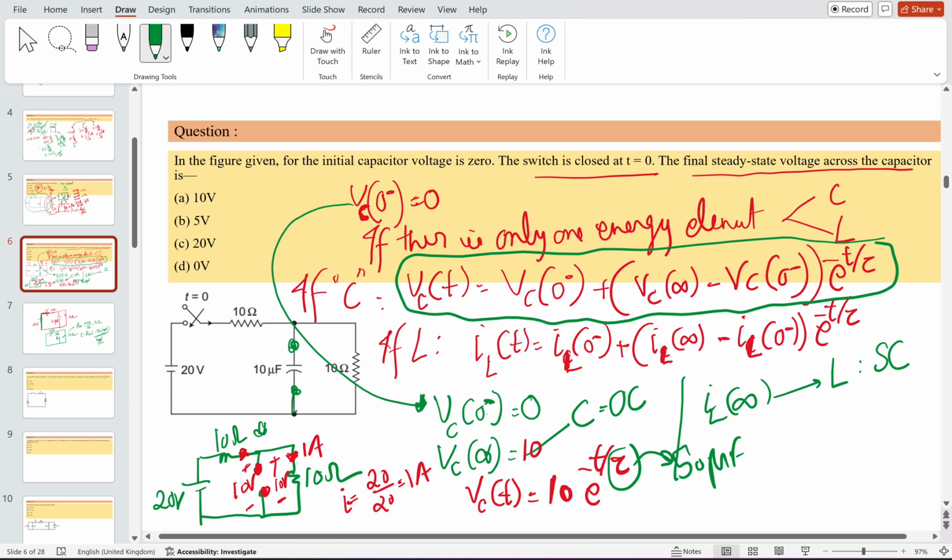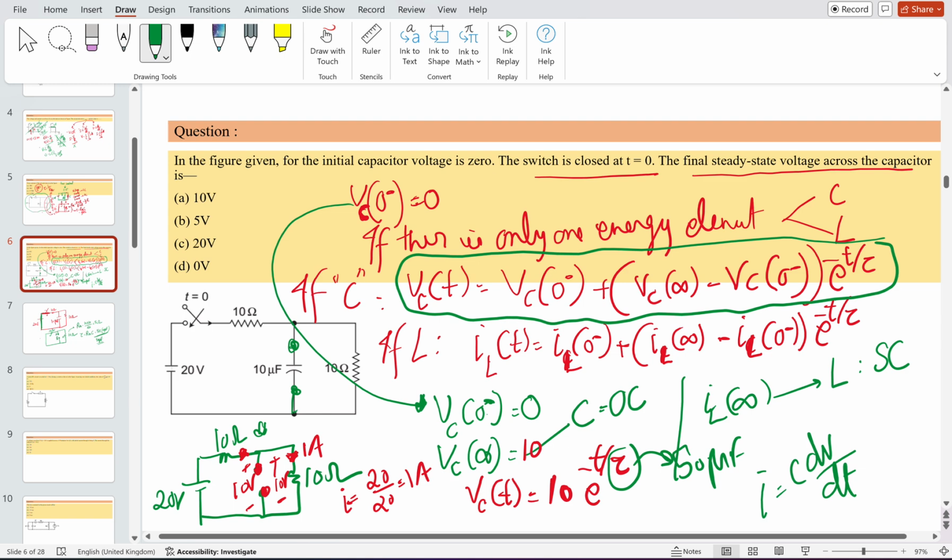Suppose it is asked that at t equal to 2 seconds, what is the value of the voltage across the capacitor? Just put the value of t equal to 2 in this equation. If it is asked what is the value of current, then differentiate, because I is equal to C dV by dt. Differentiate this voltage VC(t) and multiply by C, and then you will be able to find out the current flowing across the capacitor.